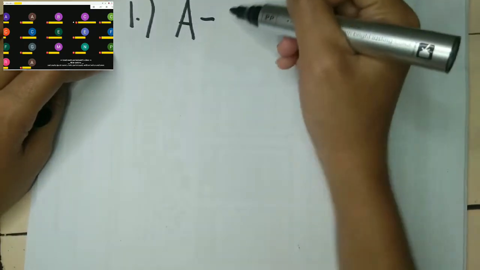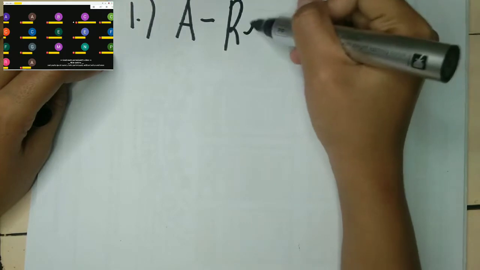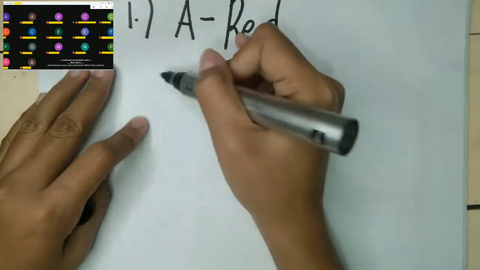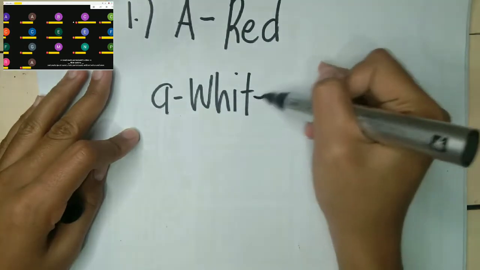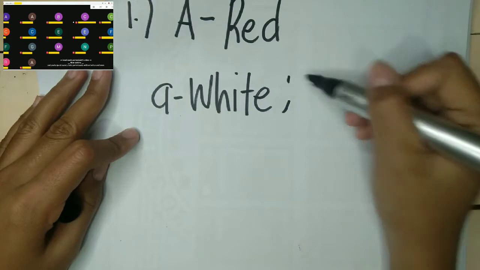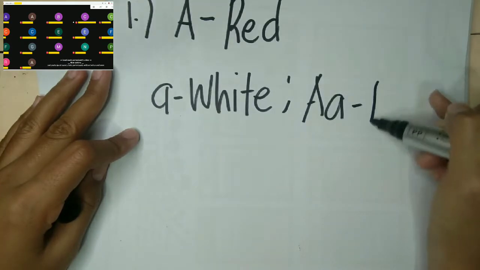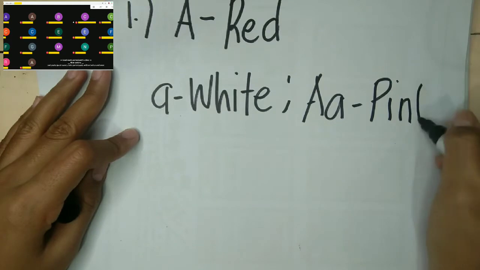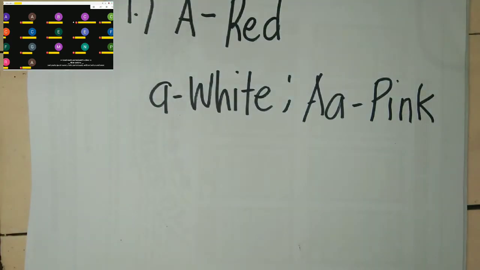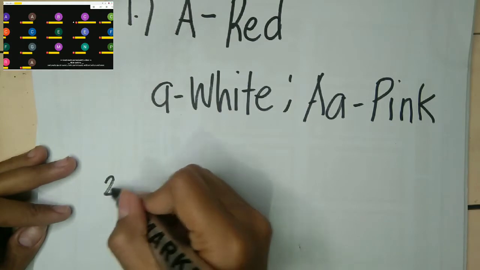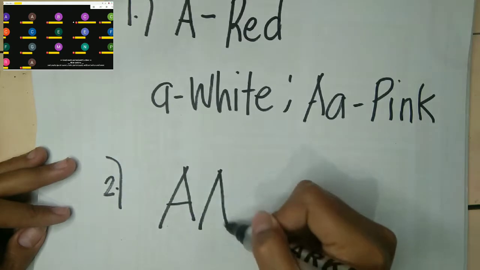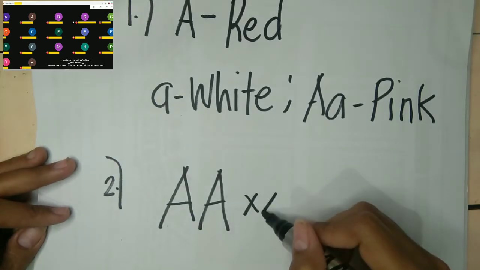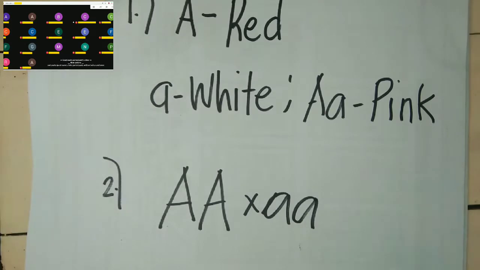Procedure number 1: we have to assign a legend for the traits. Capital A for red, small letter a for white, and capital A with small letter a for pink. Next, we have to determine the genotype of both parents. We have double capital A and double small letter a.